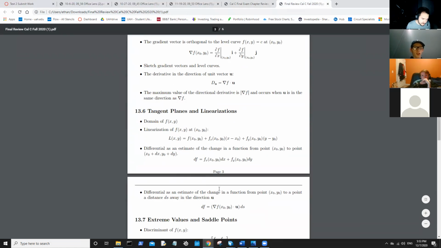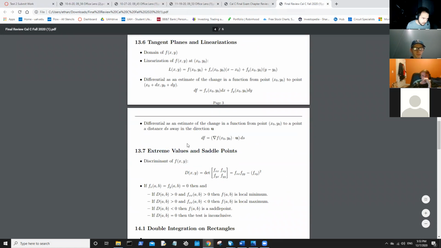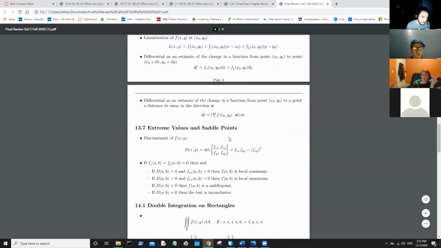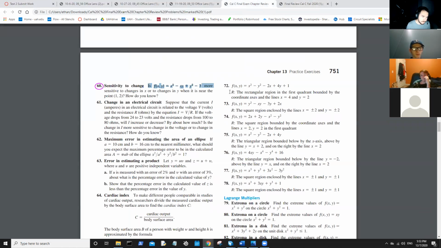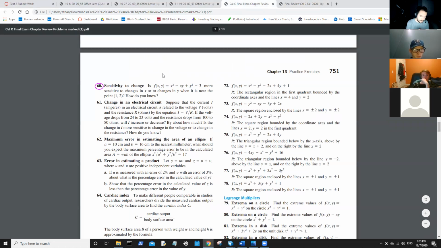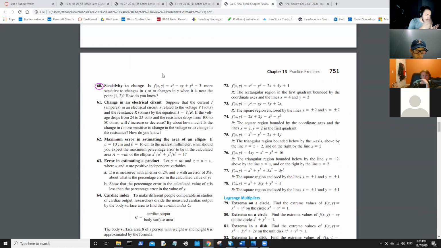He skips out on the sensitivity stuff and just goes right to saddle points. Estimate of change, I know, is something, but it's just the gradient dotted with a given vector. That's what that question was talking about, is estimating change. Oh, well, screw it. We'll do it then. It's a formula. I don't care. Sensitivity change: is it more sensitive to changes in the x or the y when near the point 1, 2? Okay. So what we do is we do both. We linearize in terms of y and x.